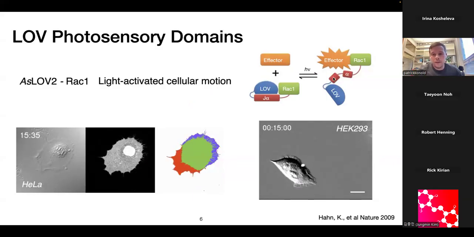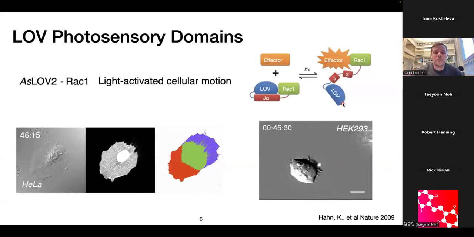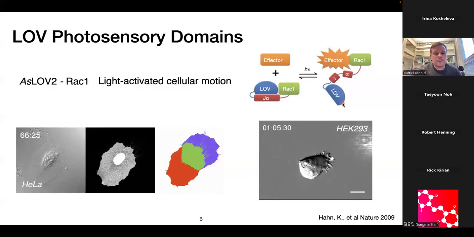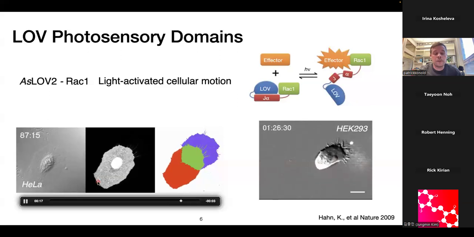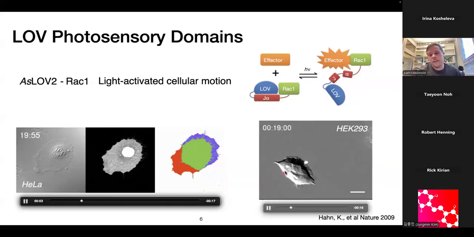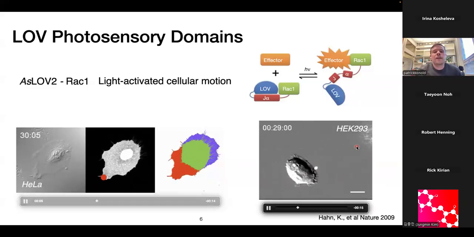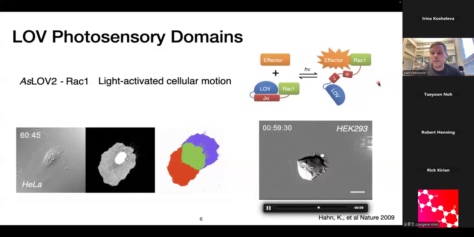However, in the light state, when it absorbs a blue photon, you see how it gets released and is able to make this binding. And the result is that you're able to control cellular motion with light. So you see here on the left where the cell is migrating towards the lower left side, and then on the other side it's going the opposite direction, which is a fascinating demonstration of how these photoreceptors can be used.